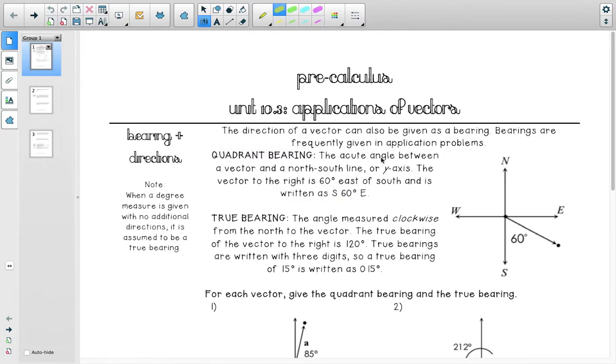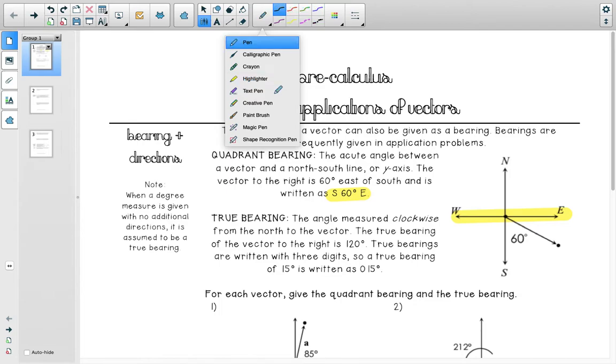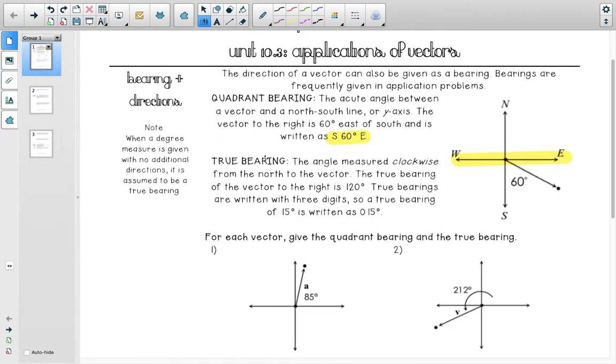The acute angle between the vector and the north-south line will give you the acute angle. The vector to the right is going to be 60 degrees east of south. So this is the angle that's created right here, but it's 60 degrees to the east side of south. That's how it's written right here. It's a little different, but we're going to talk about it. So that's quadrant bearing.